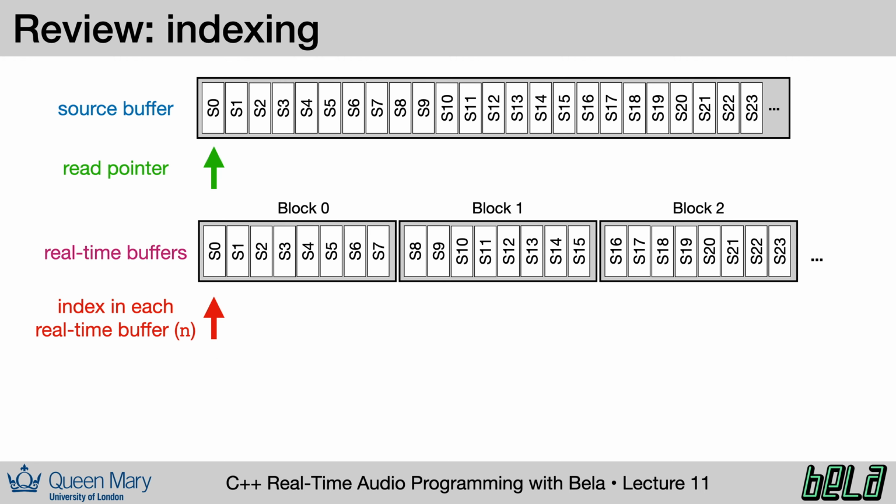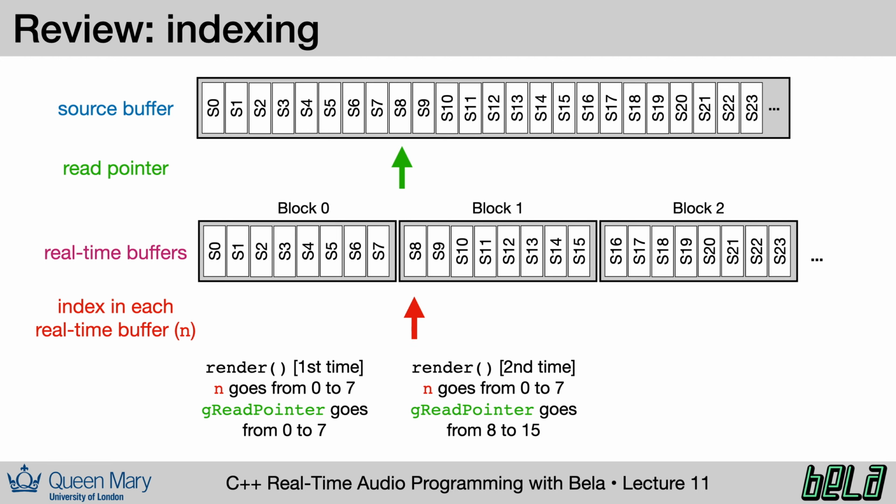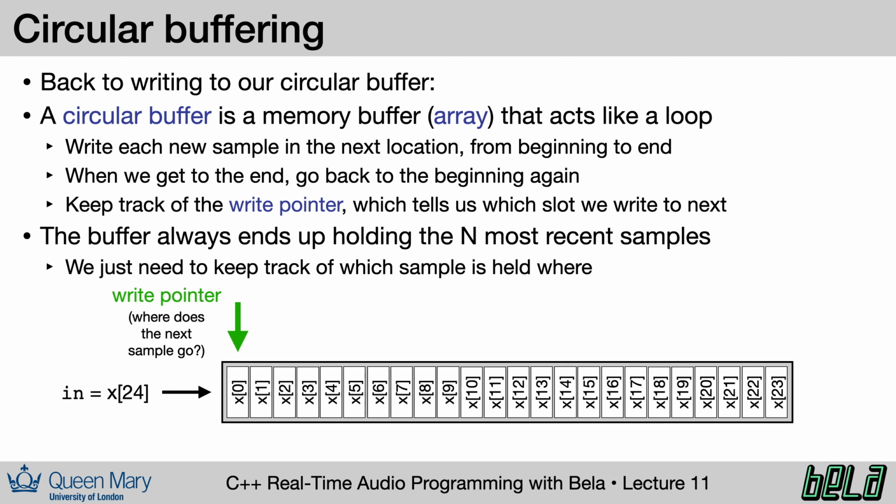We saw that this gave rise to a structure like this, where the read pointer would advance together with the variable called n inside of our render function. Once we got to the end of the first render function, the read pointer would carry on advancing, but n would reset to 0 for the next call to render, and we would copy another block of samples into our output buffer like this. This process could repeat indefinitely until we got to the end of the recorded sound buffer. For more details on this, see Lecture 3. But back now to the circular buffer.